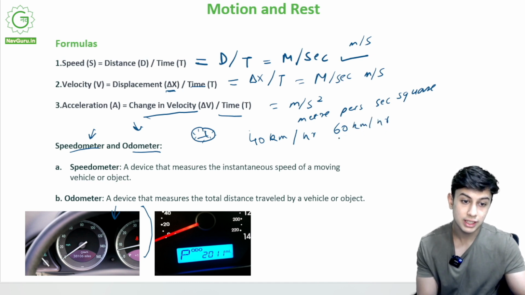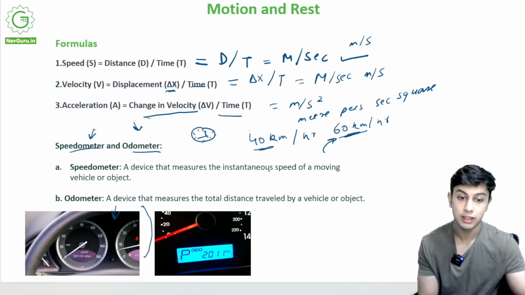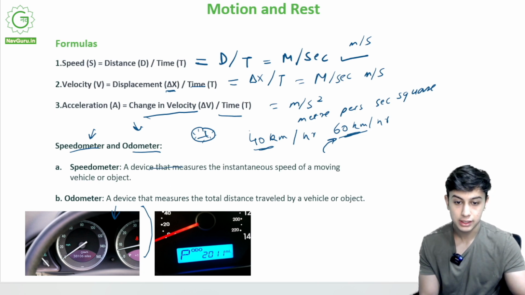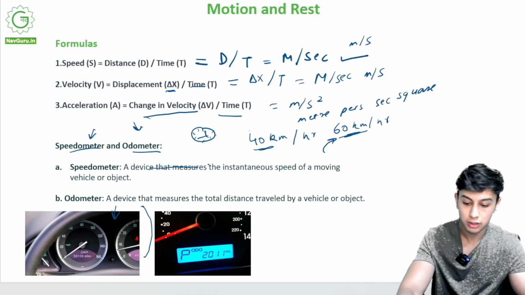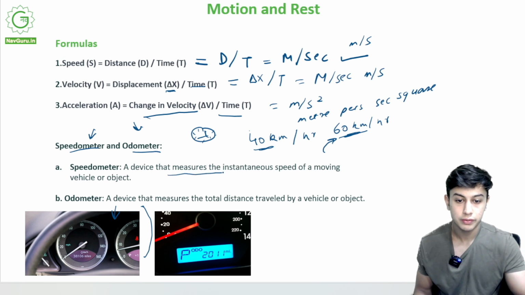Remember what I told you, as d increases, speed will increase. This shows increasing speed. A speedometer measures this.